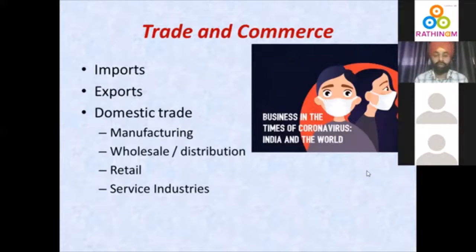Then we have the domestic trade. Manufacturing went for a complete shutdown for the first 2 months of the lockdown. Then slowly we went into the unlock mode, which later started the wholesale and the distribution. Retail is still not started in most of the country. And the service industries, which are part of the essentials, have been going through it, but it's not really been a hunky-dory road, especially for the IT industry, which is majorly still working from home.